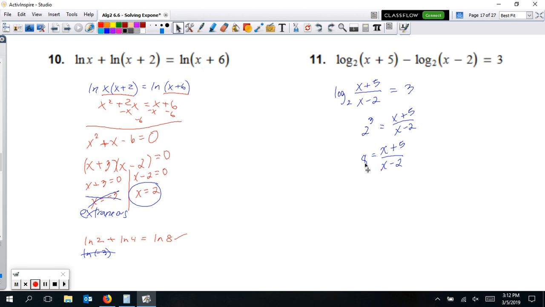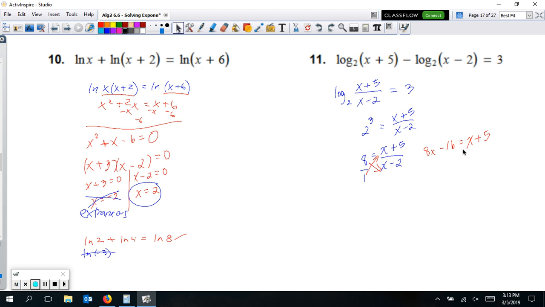And so what I want to do here is put this 8 into a fraction form by just putting 1 underneath it, and then we can cross multiply. If you have a fraction equal to a fraction, you can always cross multiply. So 8 times the x minus 2, 1 times the x plus 5. As we do that, we're going to get 8 times x, which is 8x. 8 times -2 is -16. So 8x minus 16 on one side. 1 times this x plus 5 is just x plus 5 on the other.